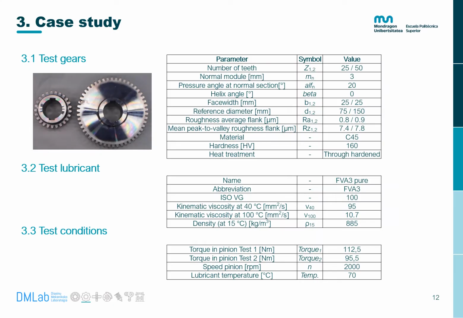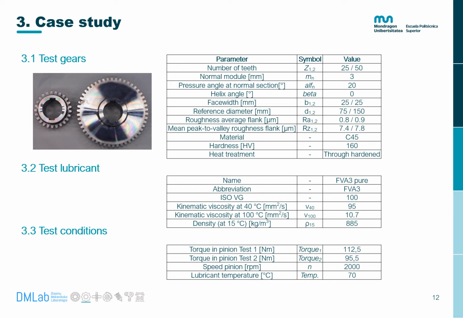Spur gears with a gear ratio of 0.5 have been used, with 25 teeth in the pinion and 50 teeth in the gear. Gears are made of C45 through-hardening steel, a steel with very low hardness to ensure pitting appearance with a small number of cycles. FVA3 oil has been used and 2 tests have been carried out at a speed of 2000 rpm in the pinion and the lubricant at 70 degrees Celsius.